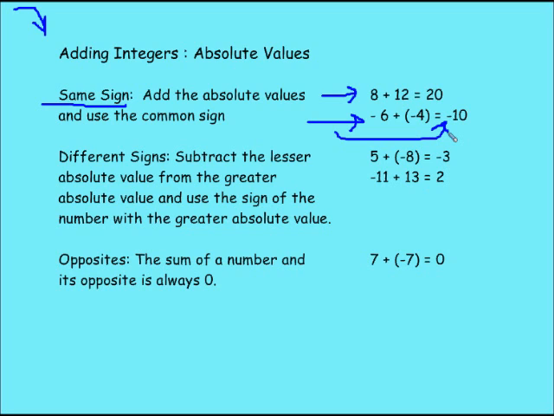Negative 10. On a number line, that would look like you were sitting on a negative 6. You're going to add negative 4, so when we add a negative, we move to the left, and that's where we would have landed, at the negative 10.